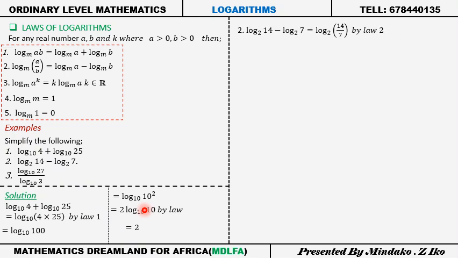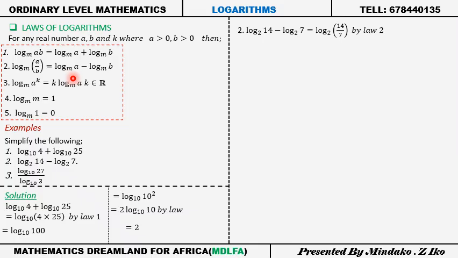So for example number 2, we have log of 14 to the base 2 minus log of 7 to the base 2. Since I have a subtraction sign here, it means that I'm going to apply log number 2. Okay, and therefore by log number 2 we have log of a divided by b to the base m is equal to log of a to the base m, minus log of b to the base m, where a is 14, b is 7, and m is 2.